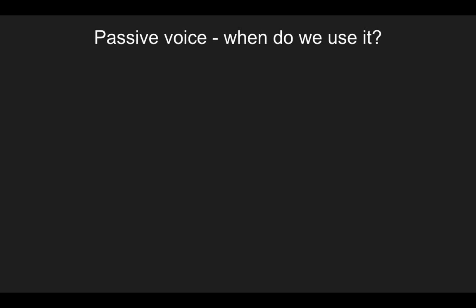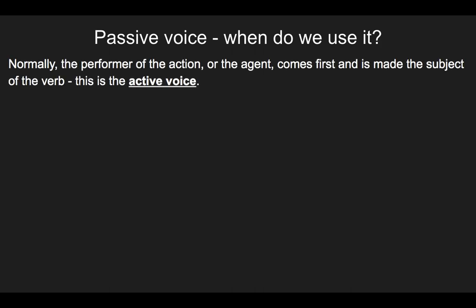Okay, first let's look at what is the passive voice and when do we use it. So normally the performer of an action, the subject or the agent, comes first and is made the subject. This is the active voice. Millions of people watch the World Cup final.